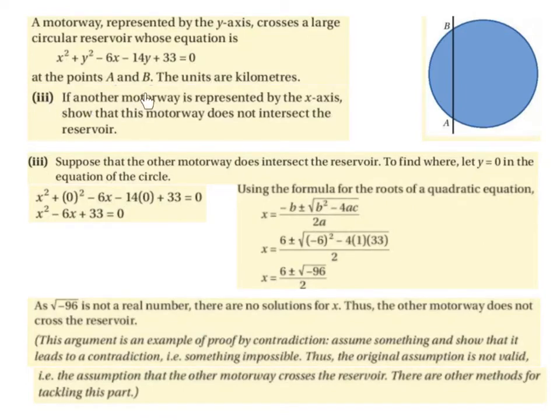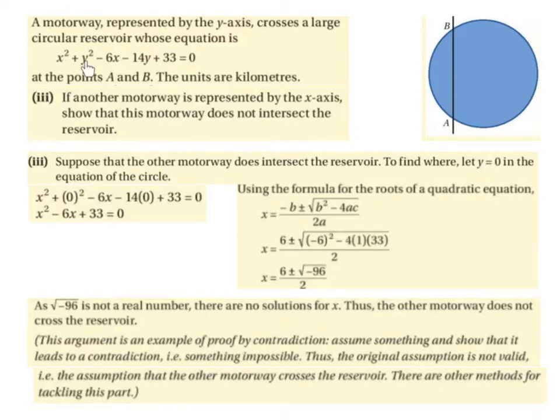Part 3. If another motorway is represented by the x-axis, show that this motorway does not intersect the reservoir. So imagine the x-axis to be somewhere around here. Remember, this is the y-axis. So suppose that the other motorway does intersect the reservoir. To find where, we let y equal 0 in the equation of the circle.